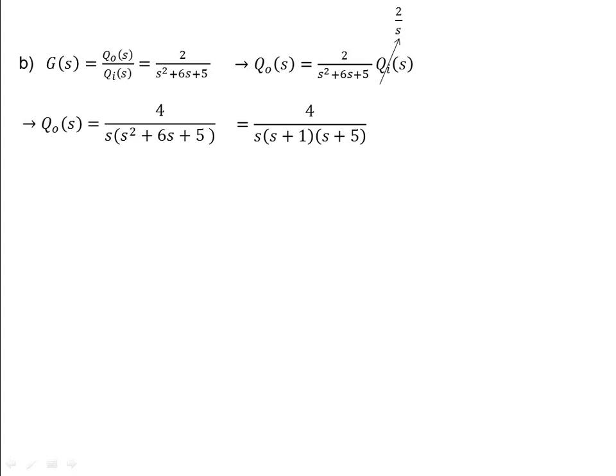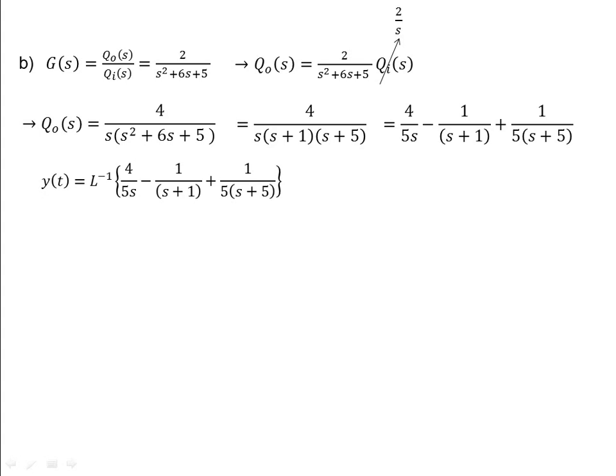To find the time response of this Laplace function, I need to use partial fractions. Applying partial fractions, I will have three components: 4 over 5s, minus 1 over s plus 1, plus 1 over 5 times s plus 5. If I take the inverse Laplace transform of these fractions, I will have y(t) equal to 4 over 5 minus e to the minus t plus 1 over 5 e to the minus 5t.